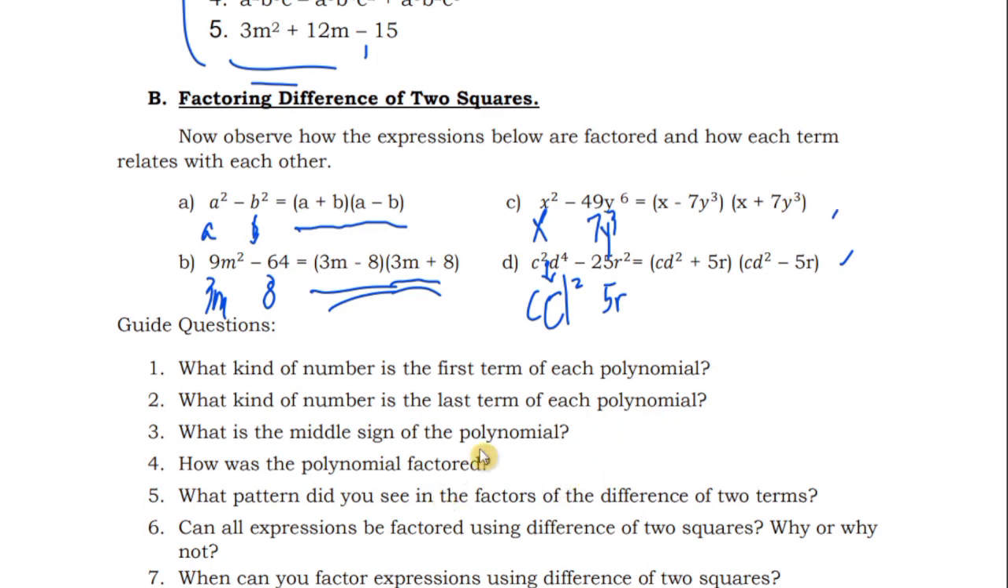We have here a guide question. What kind of number is the first term of each polynomial? Perfect square number. Perfect square expression. Same as with the last term. It is a perfect square.